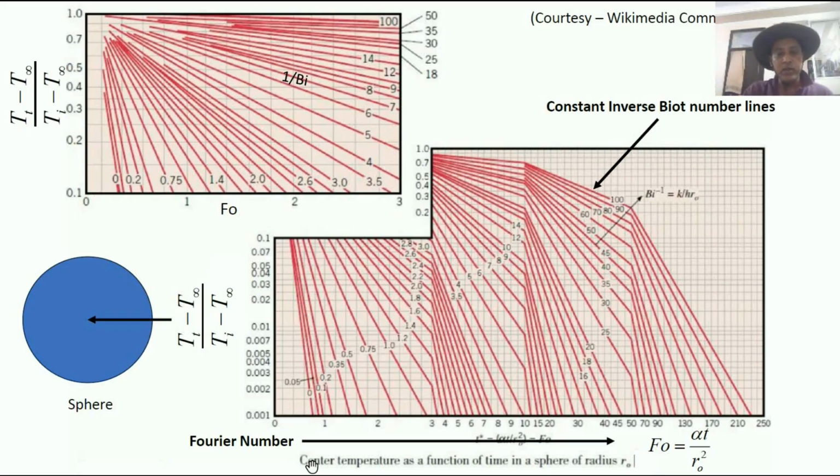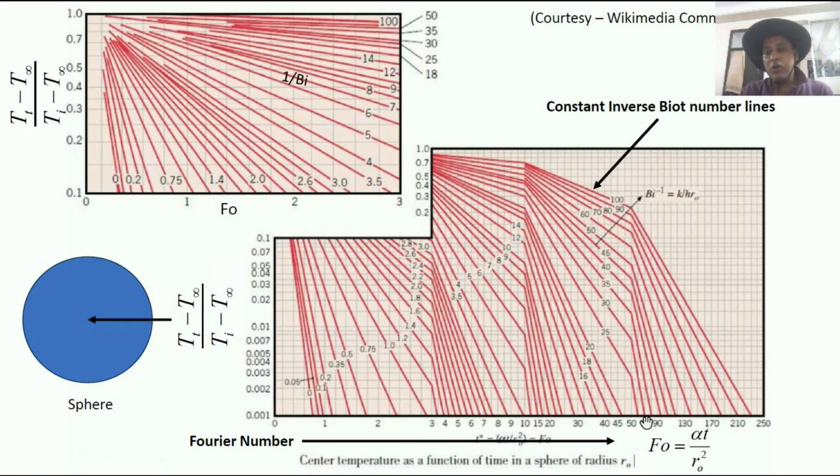You can see written over here: the central temperature as a function of time in a sphere of radius r naught. Here r naught is the radius of the sphere, and this is the Heisler chart particularly for when a sphere is either heating up in hot surroundings or cooling down in cold surroundings, and we are interested in finding the central temperature of the sphere as time elapses.